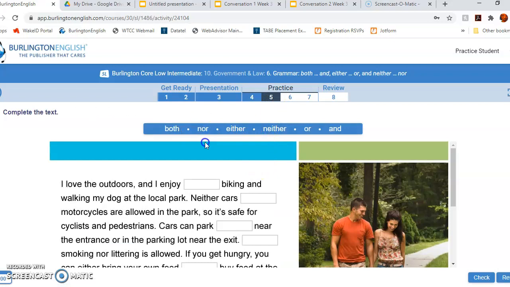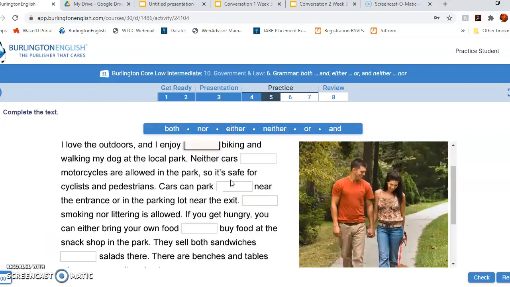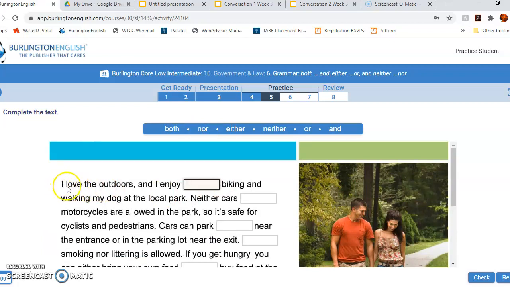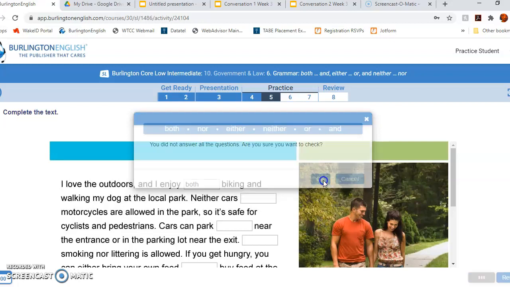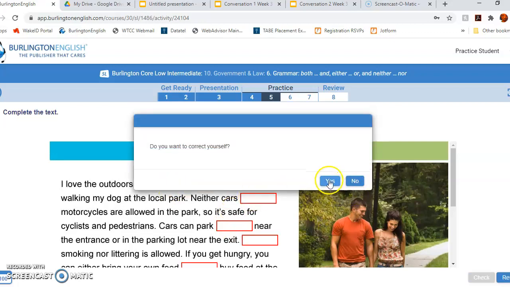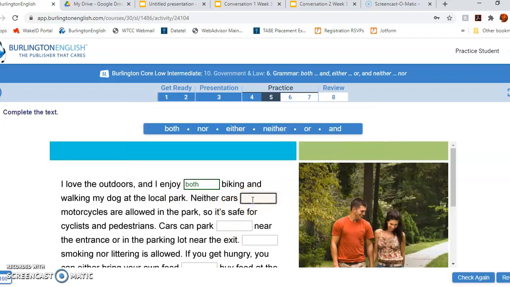All right, this would be another one. Here we don't drag it, but you'll need to type it, okay? And think about it. I love the outdoors and I enjoy biking and walking my dog. So that sounds like a both, okay? And so then you'll just continue to go through. If you want to check each one, you can. It will tell you that you didn't answer everything, and then it will put you back here so that you can keep trying.